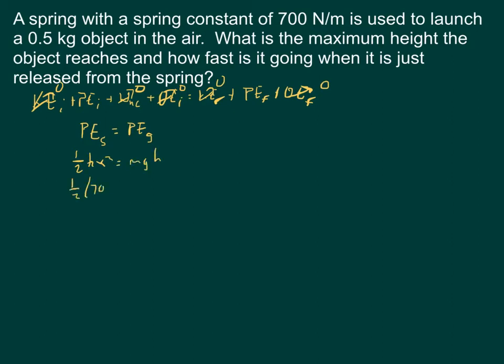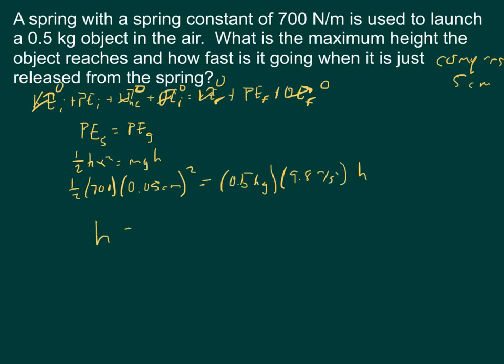So 1/2 of 700, and we have a compression of, that disappeared from my problem, but we're going to say that it was compressed 5 centimeters. So if it's compressed 5 centimeters, that's 0.05 meters squared, equals our mass, 0.5 kilograms, times gravity, which is 9.8 meters per second squared, times height. So if we go to solve for height, height will equal 1/2 times 700 newtons per meter times 0.05 meters squared, over 0.5 kilograms times 9.8 meters per second squared.